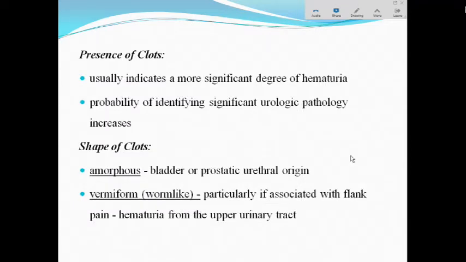Clots are very important. Always ask in history about clots. The presence of clots indicates a significant degree of hematuria, and the shape of the clot gives a clue to the diagnosis. If it is amorphous, abnormal or haphazard in shape, mostly it has formed in a large cavity, like the bladder or prostatic urethra. But if it is thread-like, worm-like, vermiform, then mostly it is from the ureter. If a clot has formed in the ureter, it will take the shape of the ureter. So when it comes out, it will be worm-like, thread-like or vermiform in shape.